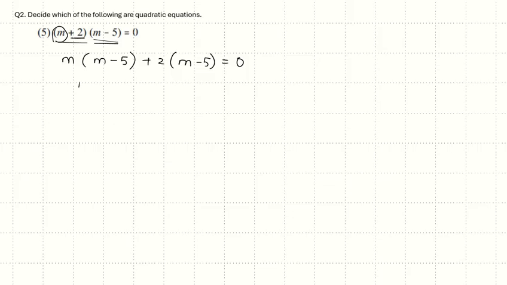On solving this, we get m square minus 5m plus 2m, and 2 into 5 is 10, but the sign is plus into minus, is equal to 0. So here m square minus 5m plus 2m is minus into plus is minus, sign of the bigger number. 5 minus 2 is 3m. Here minus 10 is equal to 0. If you look at this equation, it is in the general form where the highest index is 2. Therefore, the given equation is a quadratic equation.